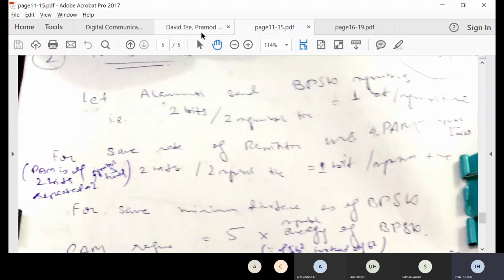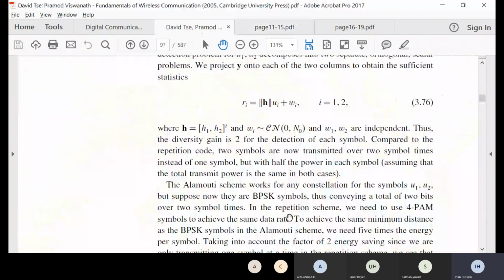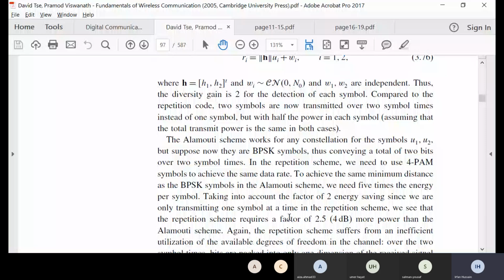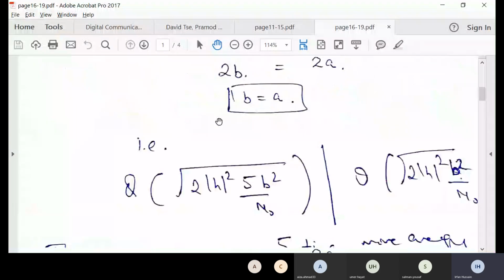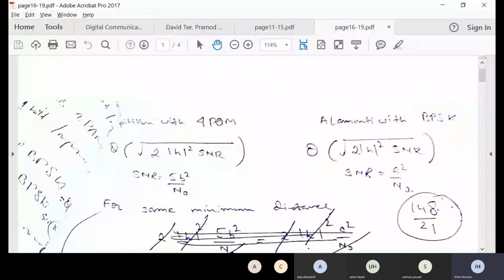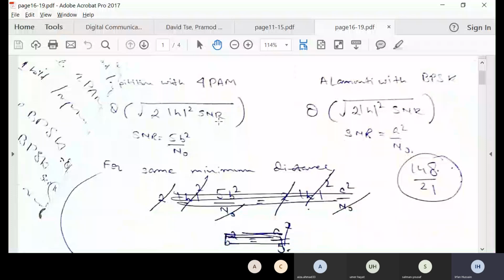Now, if I say that I want to achieve the same minimum distance as the BPSK symbols in the LMOT scheme, same data rate, then for the same distance, what will be the requirement in terms of energy per symbol? So that can be seen here. I found that it is not explained properly in the book in terms of mathematics. Now please ignore this part.